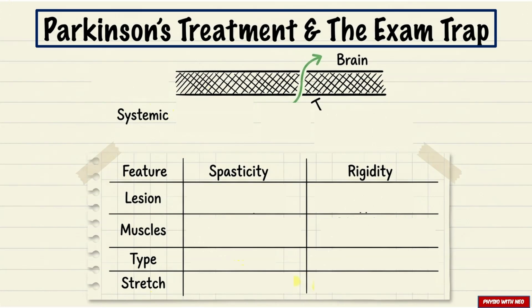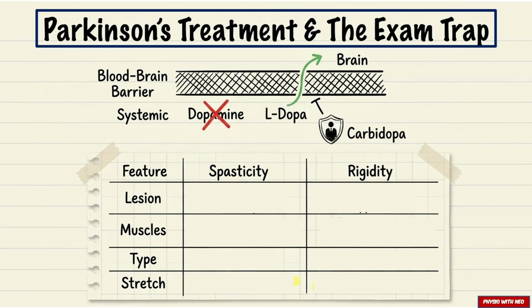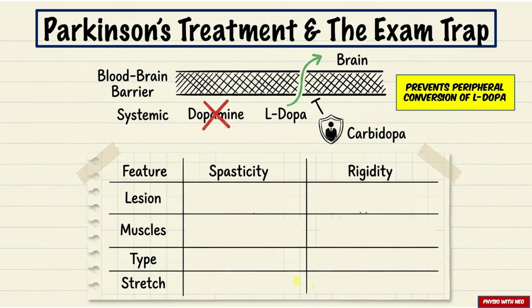Why don't we give dopamine directly? Because dopamine cannot cross the blood-brain barrier. Then why do we give levodopa? Because it enters the blood-brain barrier and converts into dopamine. But why do we give carbidopa then? Because it prevents peripheral conversion of L-dopa, allowing more drug to reach the brain.